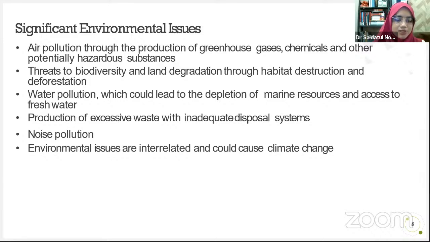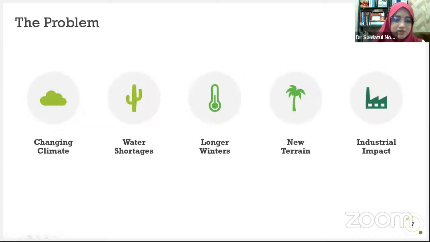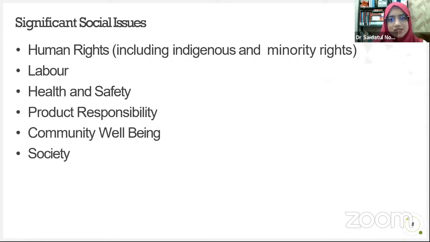Noise pollution and environmental issues are actually interrelated and could cause climate change. And we are already seeing climate change as we're talking right now. In terms of infographic, climate change, we have water shortage, longer winters, new terrain, and everything will have impacts on the industry, whether you believe it or not, because the business started it, and then things will get back to them as well, right? So we move into another dimension of sustainability. We are talking about environmental, and there are two dimensions that are very important: the environmental and the social issues. So we've talked about the environmental issues, now we're talking about social issues.